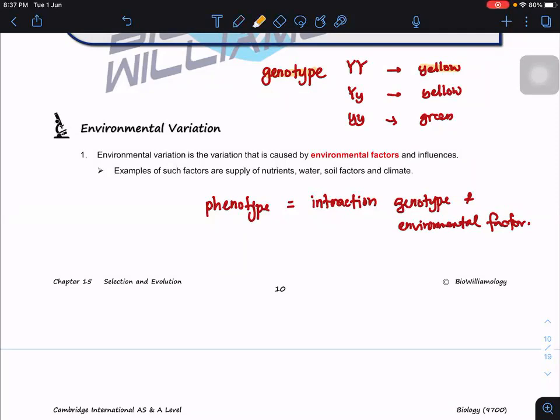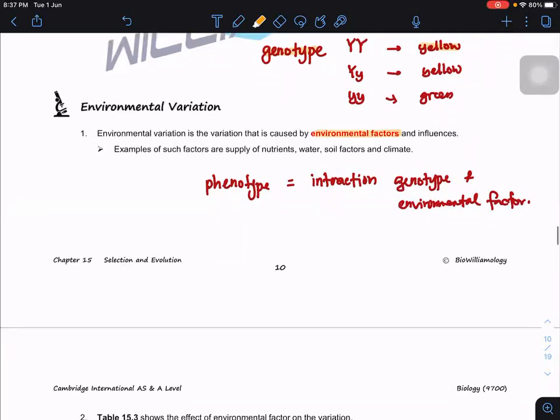So environmental variation is the variation caused by environmental factors and influences. In this case, for example, we look at the nutrients, the water supply, soil factor, climate change. Those can actually change our phenotypes. For example, for humans, we're exposed to the sunlight, so pigmentation becomes darker. Those are the environmental variations.